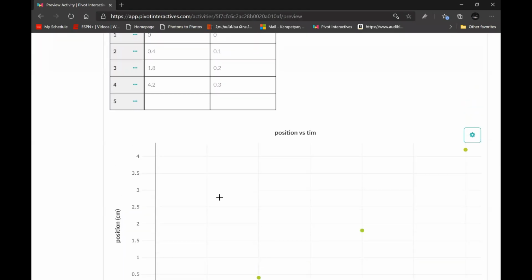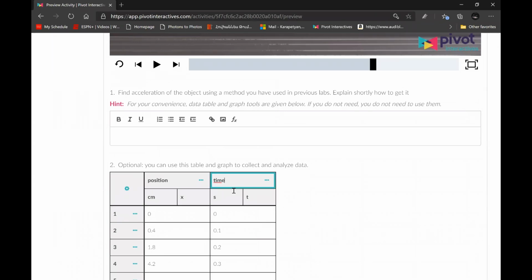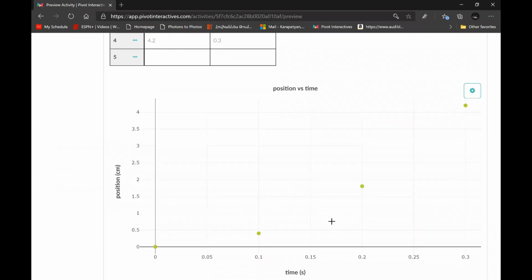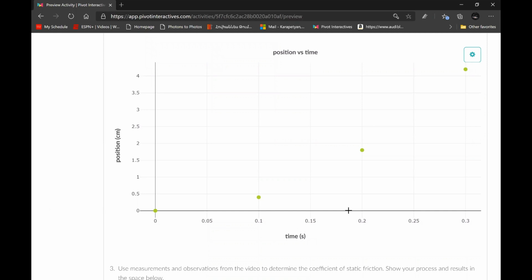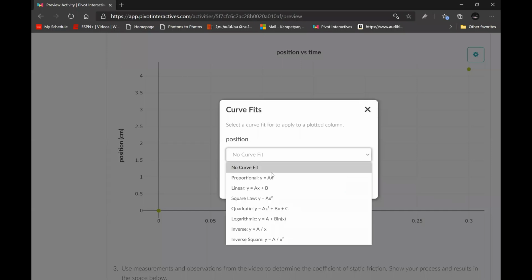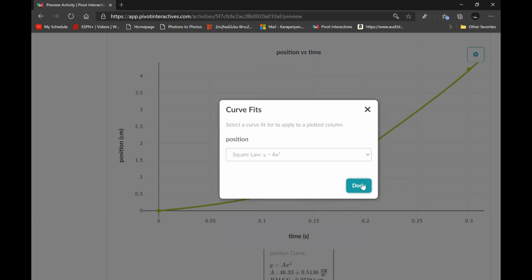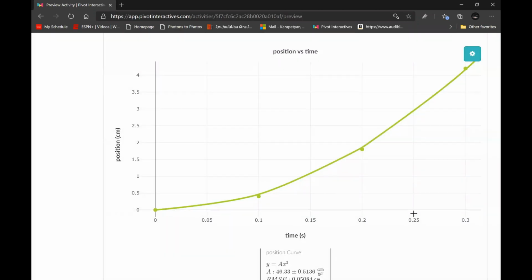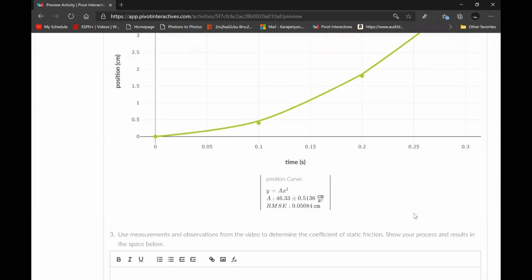All right, time. So is this a linear graph? No, it's not. Remember, position is not proportional to time. It's proportional to time squared. So technically I can fit this, and you can see this is what you're getting. So what will be the acceleration right now? Let's start with the slope. What's the slope?